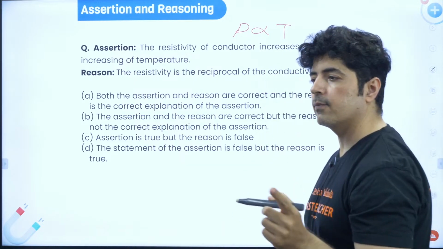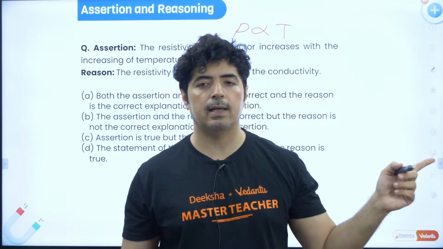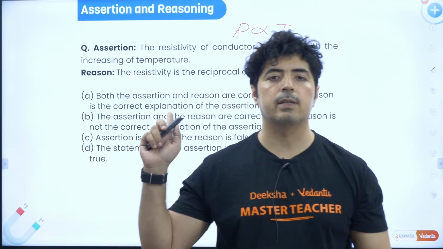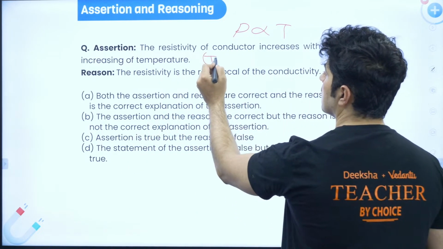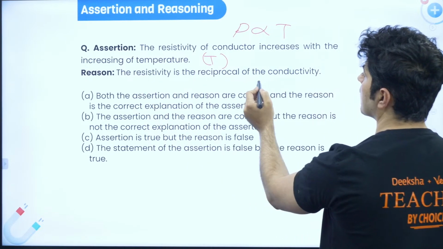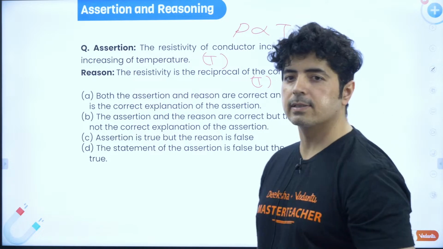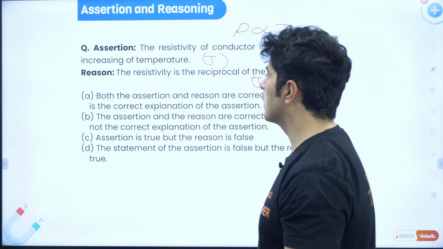In our last class, if somebody doesn't know, please watch our last class. In our last class, I explained this very well, how resistance and resistivity depend upon temperature. So this is true. Is this true? Resistivity is the reciprocal of conductivity. It is also true. But this reason is not explaining the assertion.